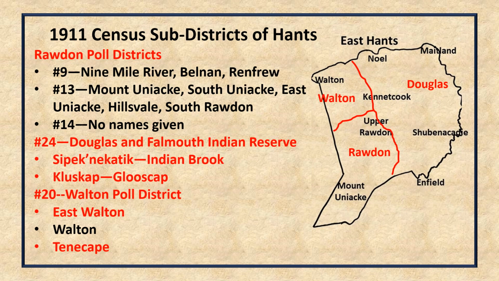Similarly, on this next slide, you can see the other districts, Rawdon Township subdistricts and Walton. Both of these would include portions of West Hants. Another significant change is a new polling district designation to include the Mi'kmaq communities of Indian Brook outside Shubenacadie and Glooscap outside Falmouth in West Hants. Also, you can see some little anomalies, such as 9 Mile River and Belknap, included in the Rod and Pole districts when they were originally part of Douglas Township.